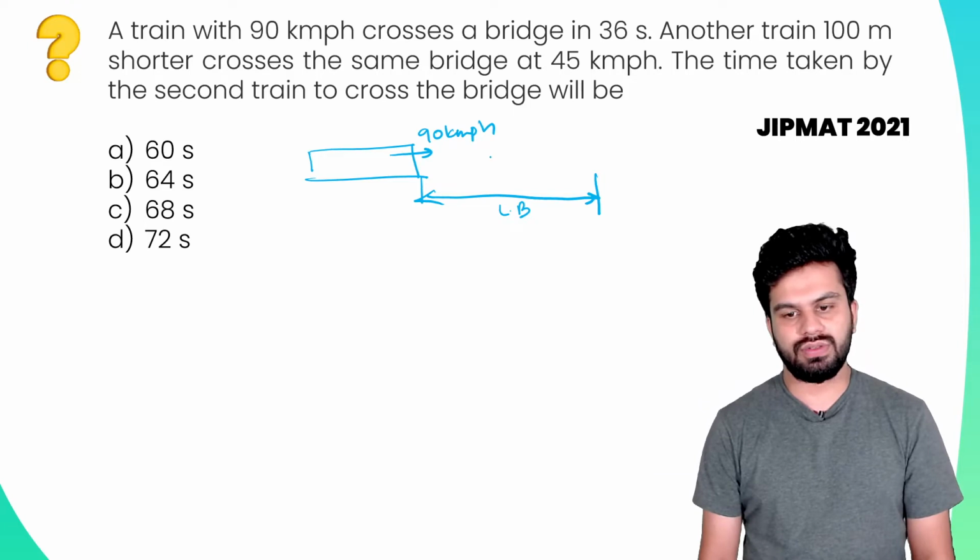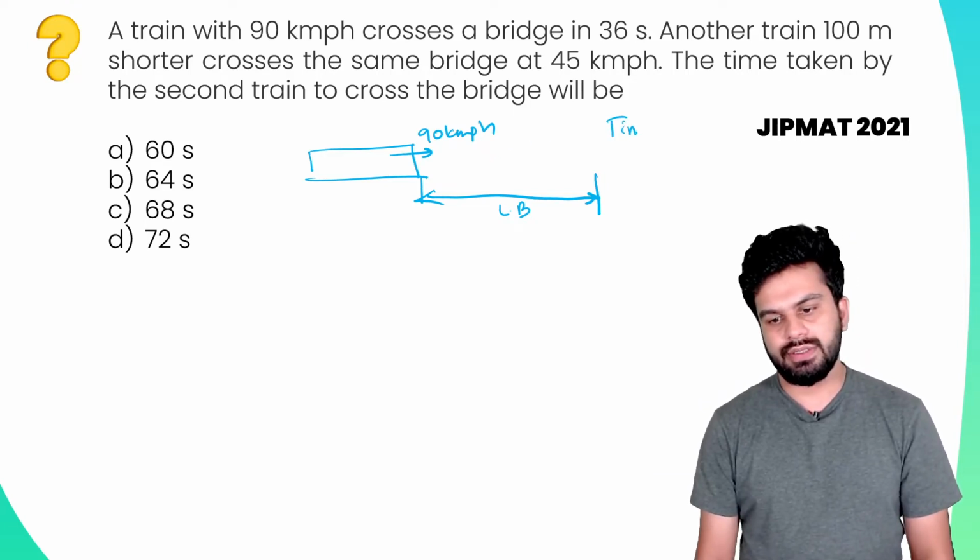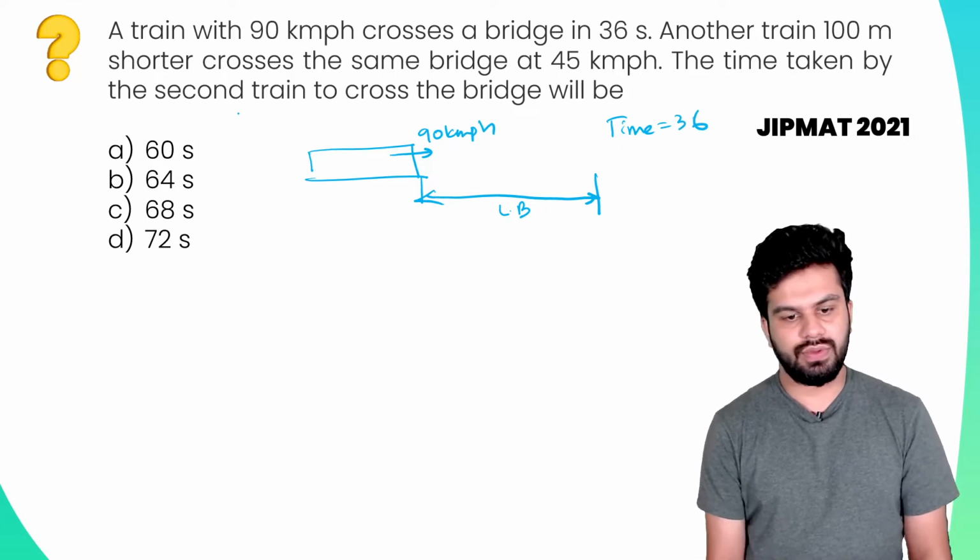So this is complete. This is crossed in how many hours? What is the time taken? This is 36 seconds, right? Time is equal to 36 seconds. This is case 1.